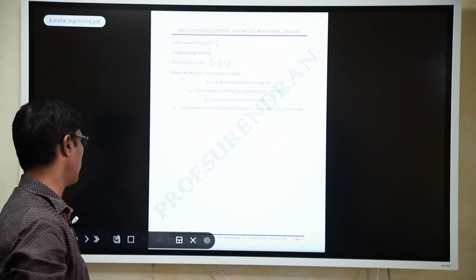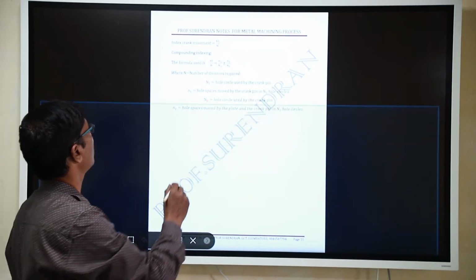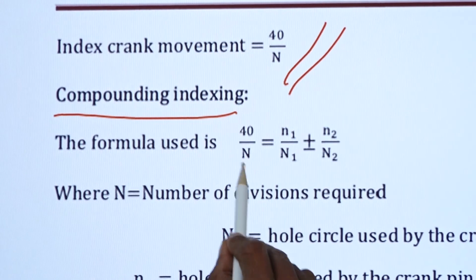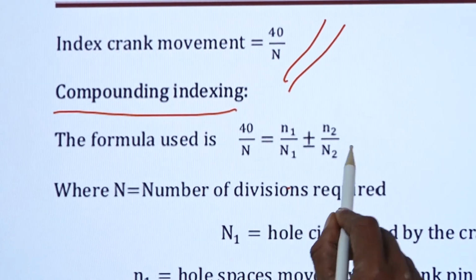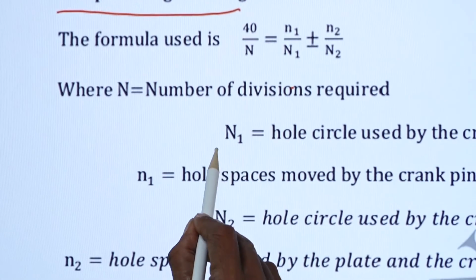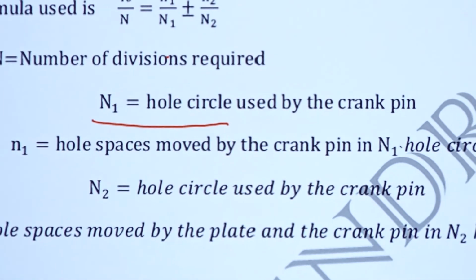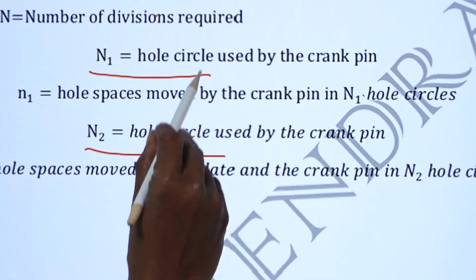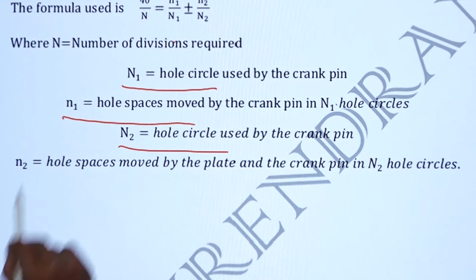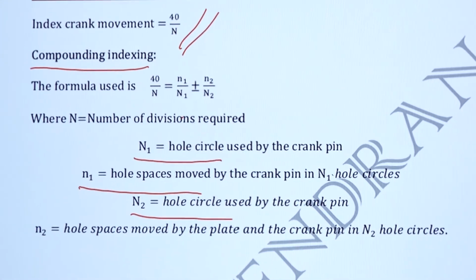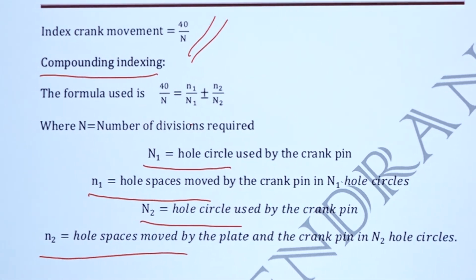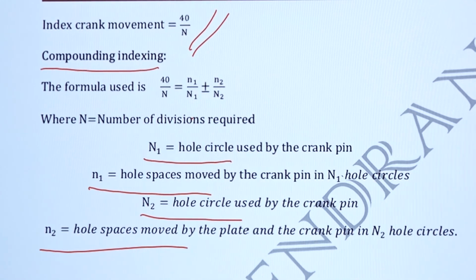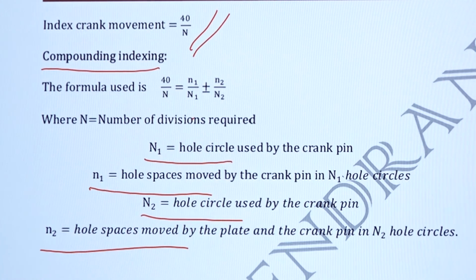Next is index crank movement. Index crank movement can be found by 40 by N, and for compound indexing, it is 40 by N equal to small n1 by capital N1 plus small n2 by capital N2. The capital N1 is the whole circle used by the crank pin. It is the first plate and second plate, and N1 is the whole circle moved by the crank pin, and N2 is the whole circle moved by the plate. So based on small n1 and capital N1, we can find the compound indexing.